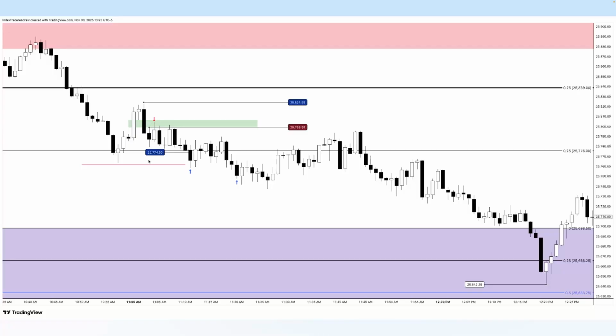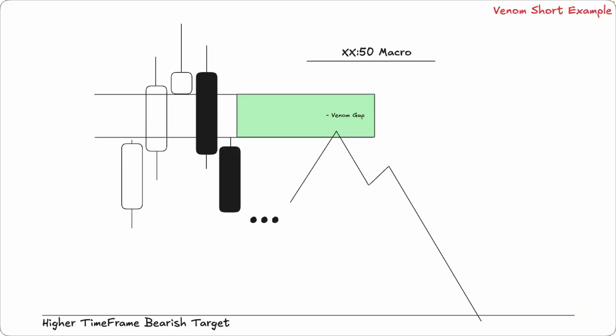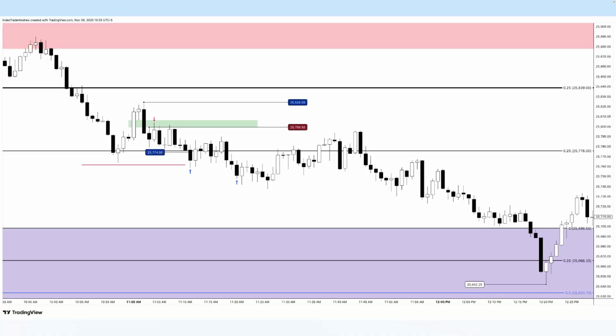I am looking to enter in this 20-minute interval this formation. That's why I drew it like this. This formation of the gap does not have to form inside of that 20-minute interval. I'm just looking to use it inside of that 20-minute interval. This one happened to have both.